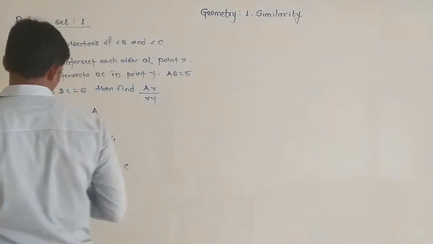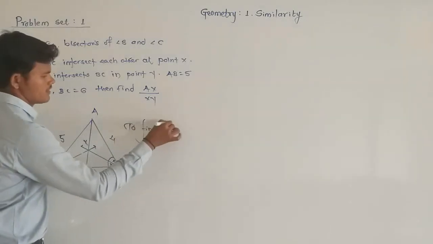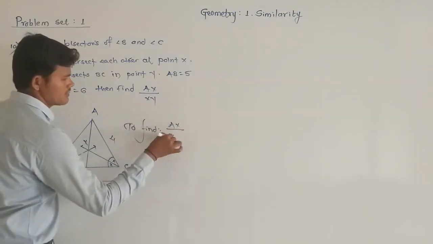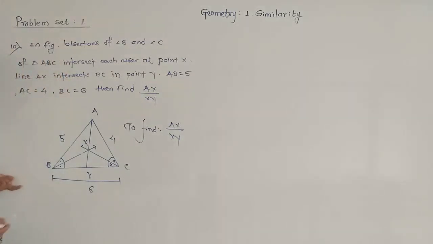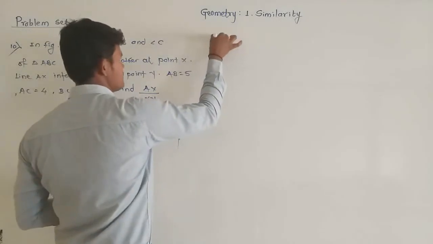What do we have to find out? To find the ratio of AX upon XY. So the given statement is that ray BX and ray CX are the bisectors of angle B and angle C. Okay. So from that we get the first solution.